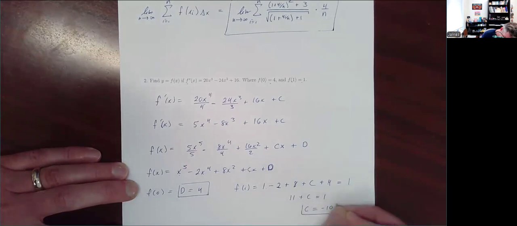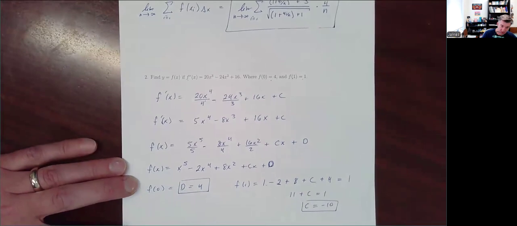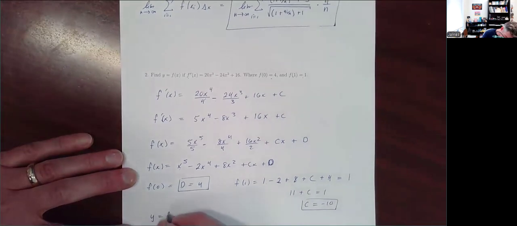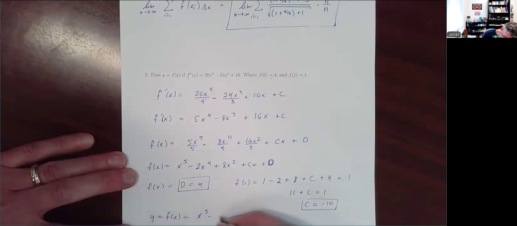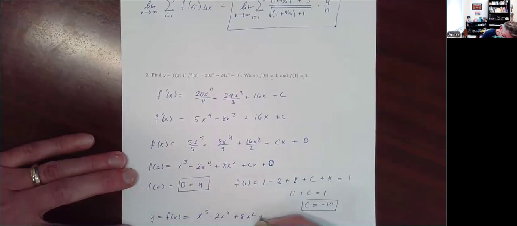Now we do need to write the final answer, so our y, or our f of x, is equal to x to the 5th minus 2x to the 4th plus 8x squared plus cx, so negative 10x. I probably should have written minus 10, but whatever. Plus d, and that's our final answer. I do recommend when you're doing problems like this to circle or box your answers. It's usually a good practice.